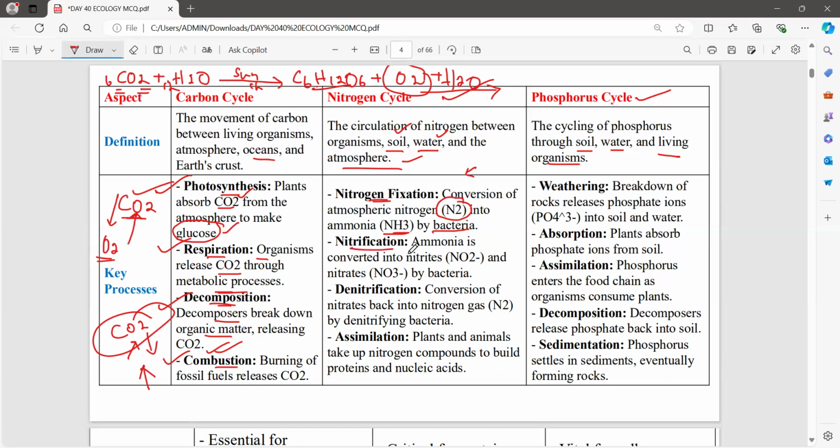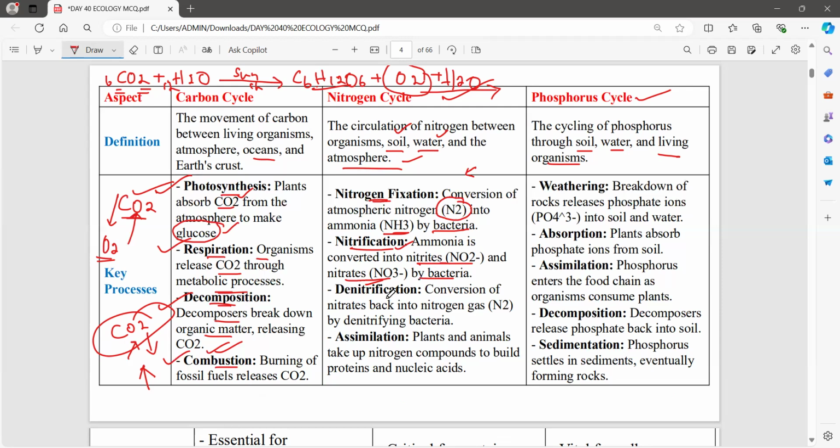Now, nitrification. After the nitrogen is converted into ammonia, it has to be converted into nitrites, NO2, and nitrates, NO3. That too, once again, by bacteria, and that is done by nitrification. The enzyme involved here will be the nitrate reductase.